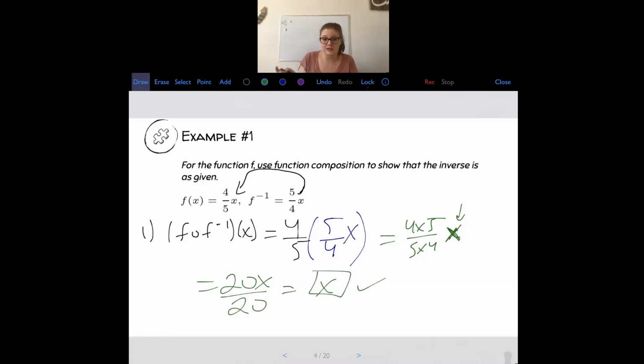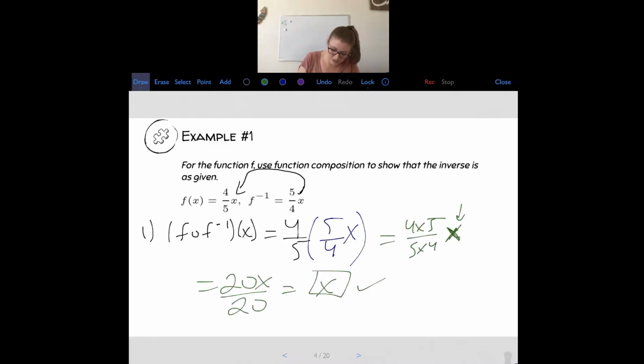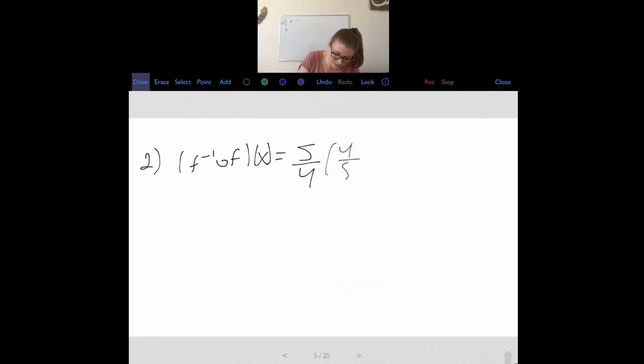And remember, we need to check both. So now we need to do f inverse of f of x. Okay, so f inverse is 5 over 4, and we are going to input in 4 over 5x. Okay. And so in this case, the 5's cancel, the 4's cancel, and I'm just left with 1x, which is just x. So you've shown both, which means that the function and its inverse is as given.